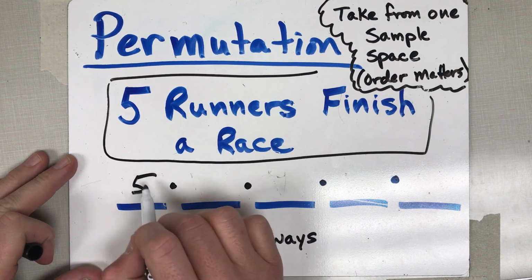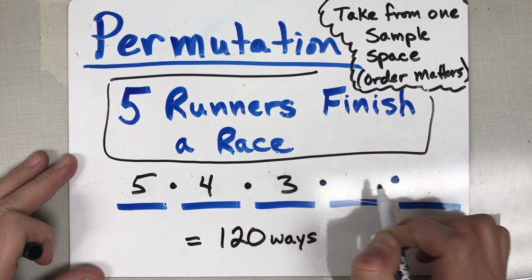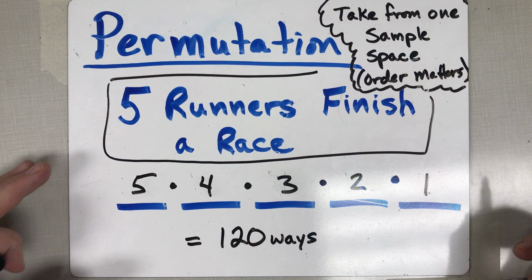Then if that first person then runs across the finish line, then there's only 4 left that could finish in 2nd, 3 left that could finish in 3rd, then 2 left that could finish in 4th, and last of all, 1 that could finish in 5th.